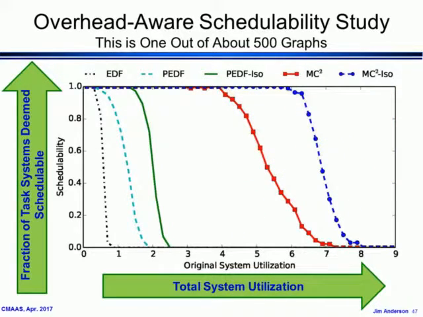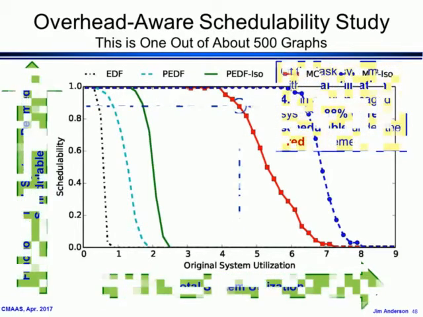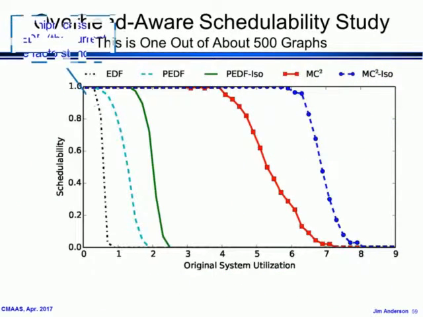How do you interpret a point in this graph? That point right there means of the task systems that we generated with a total utilization of 4.5 in a system without hardware management, 88% were scheduled under the red scheme. I haven't told you what the schemes are yet. So what are these schemes?